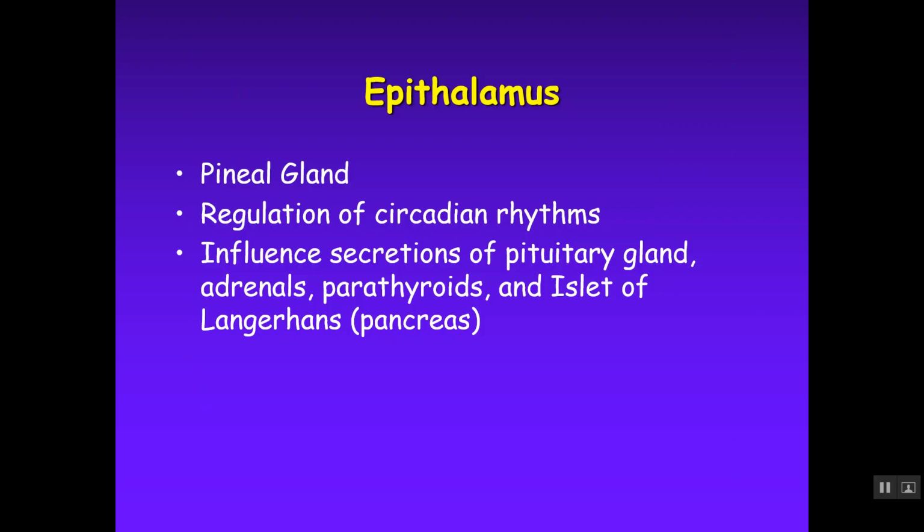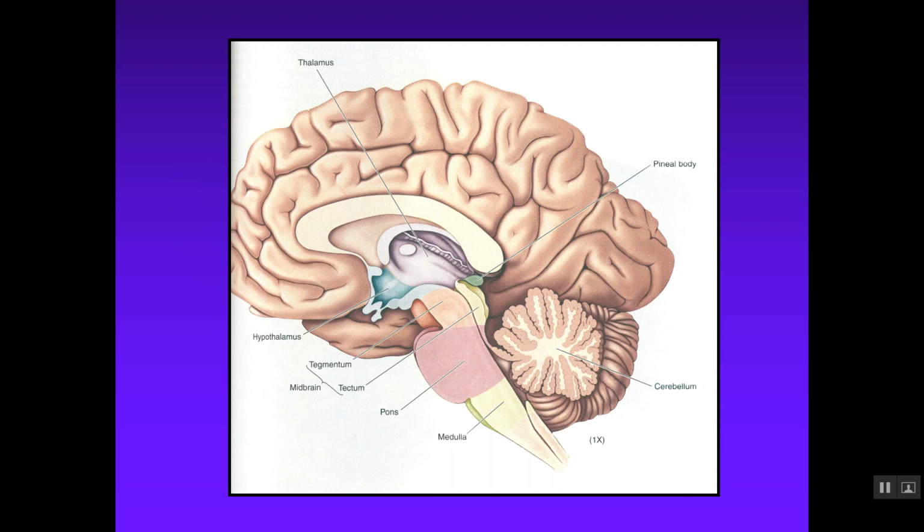The epithalamus, also known as the pineal gland, all you need to know with that is that it does play a role in regulation of circadian rhythms. It releases substances that influence secretions of the pituitary gland, the adrenals, the parathyroids, and the pancreas. So I'm not going to get into much detail on that. I don't know much about it, so I can't get into much detail.